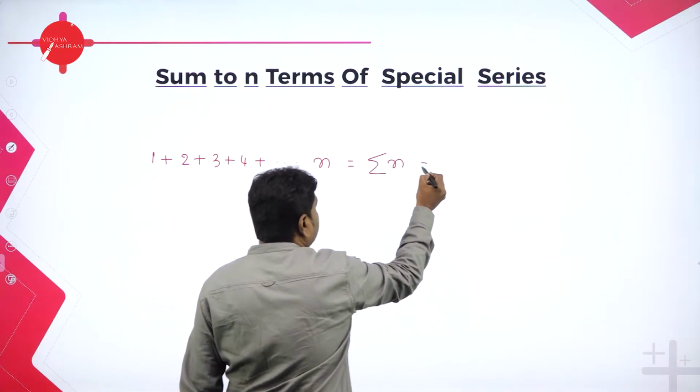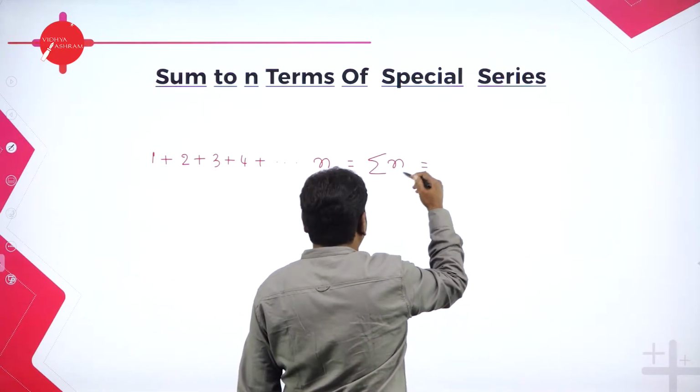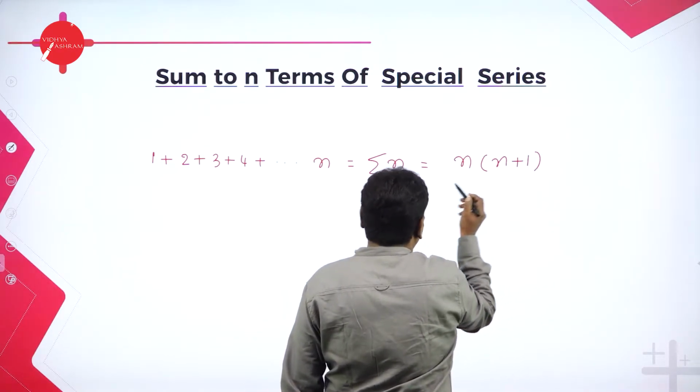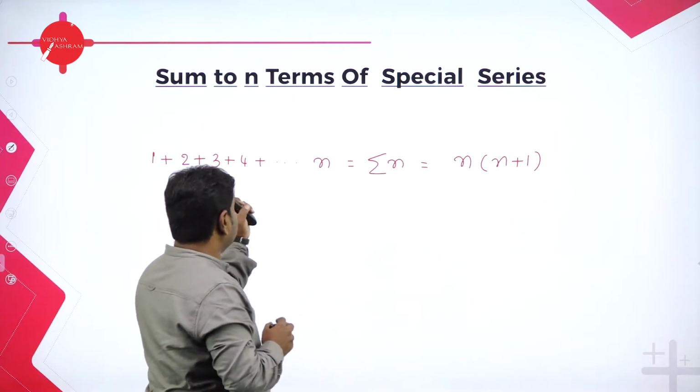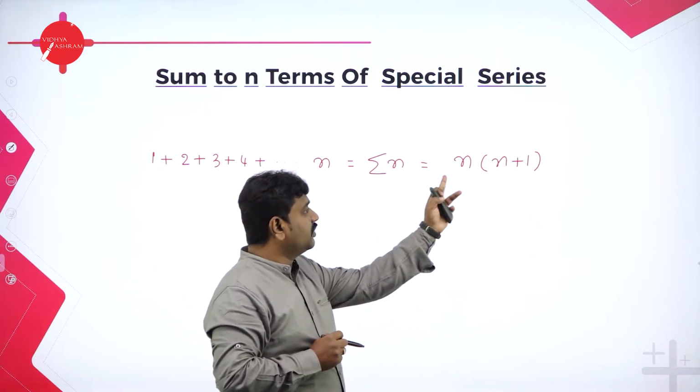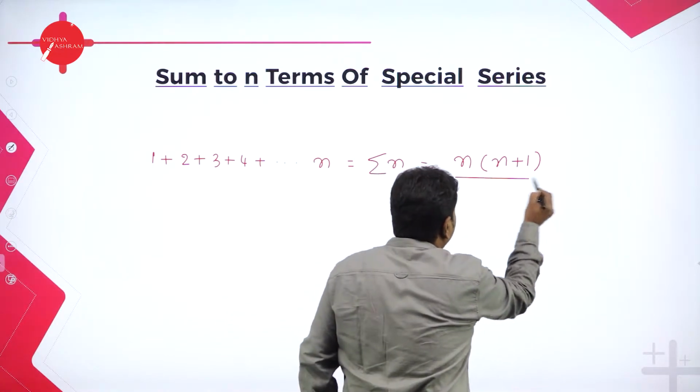Sigma n, if you apply AP and simplify the Sn formula, it will be n into n plus 1 by 2. Sigma n means 1 plus 2 plus 3 plus 4 and so on, n terms. The sum of n terms is sigma n. Sigma n is n into n plus 1 by 2.